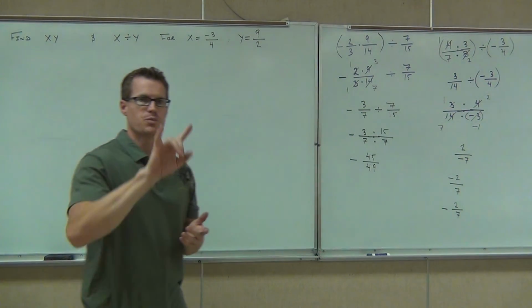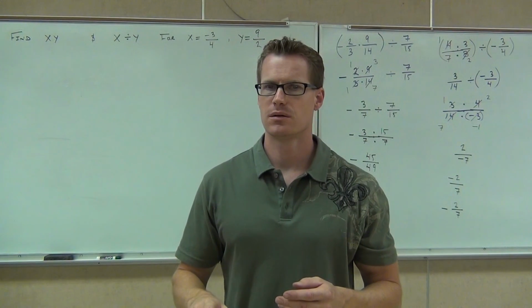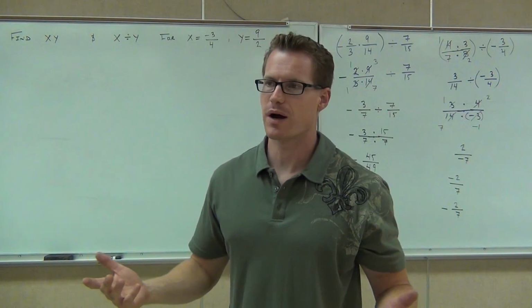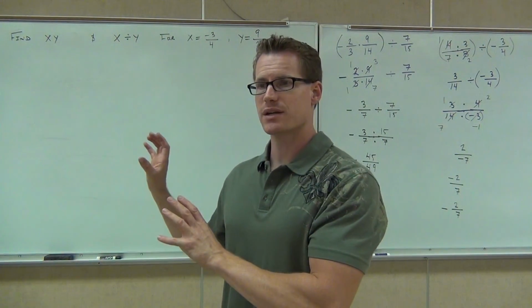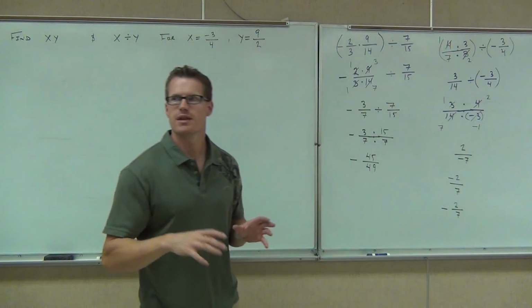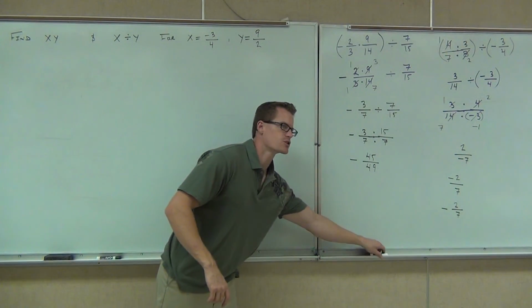I'm asking you to do two parts here. I'm asking you to find xy. What's xy mean? Okay. I'm asking for x divided by y, so we're dividing, using the same values. x is negative 3/4 and y is 9/2. Let's try to set these up first, and then we'll have you guys solve them. So first, the setup. Let's do xy first.